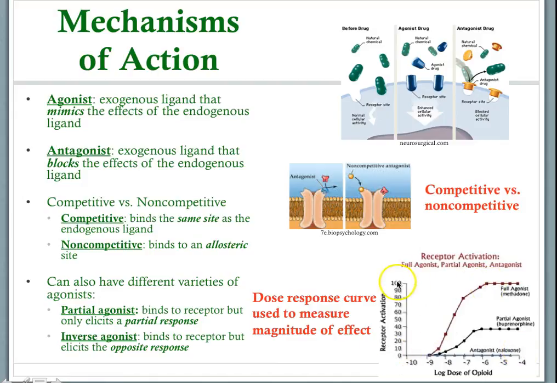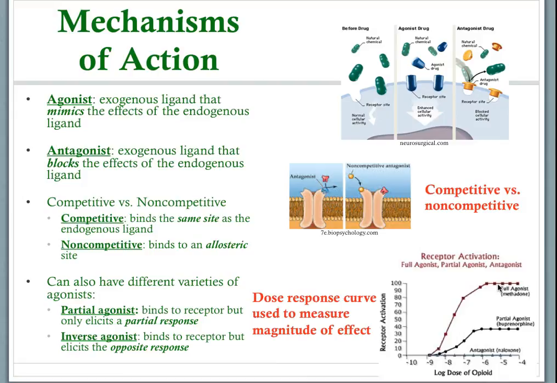The point here is that if we look at receptor activation, we can see that a full agonist, which just means it's a normal agonist, is capable of producing the full magnitude of response. So if we give a high enough concentration, we will eventually activate all of the receptors. Remember, it's concentration dependent, so we might have a bunch of receptors present in the system.